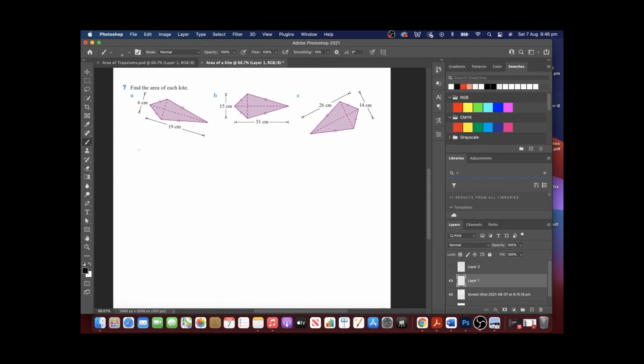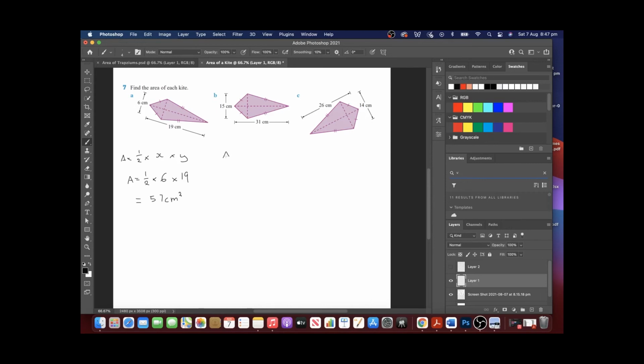So, first we write out our formula: half times x times y. So, what's the area? A is equal to half times 6 times 19, which is going to be equal to 57 centimeters squared.